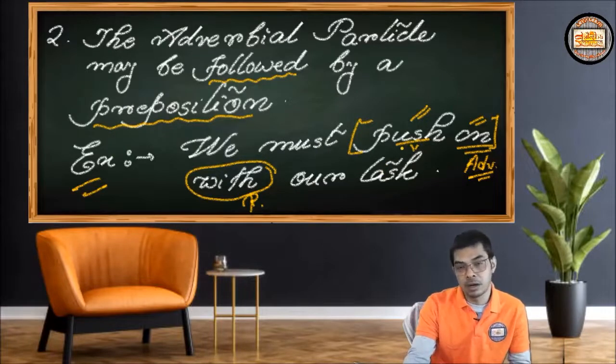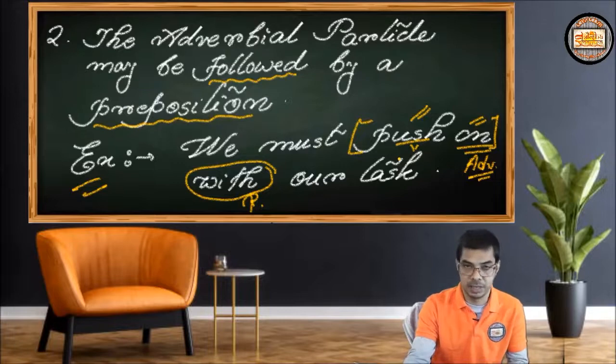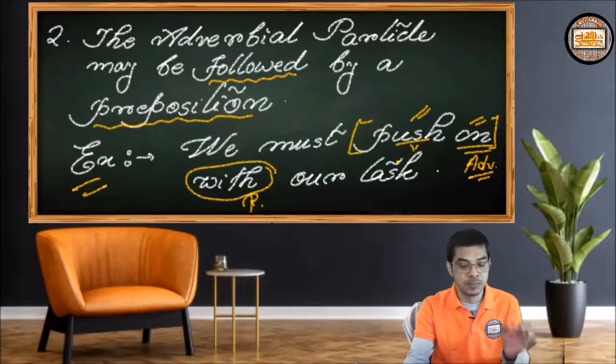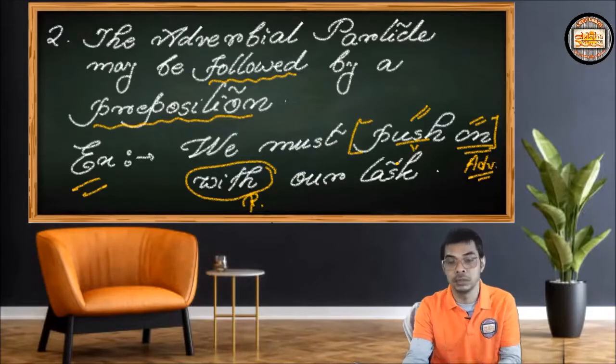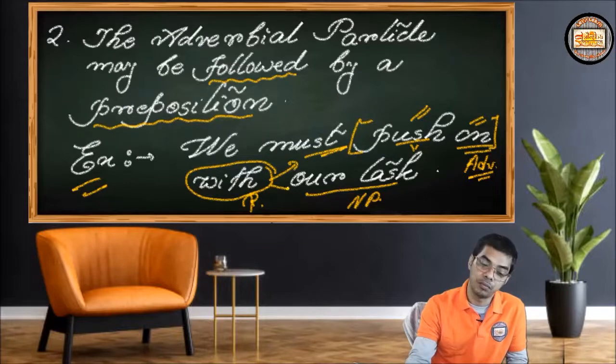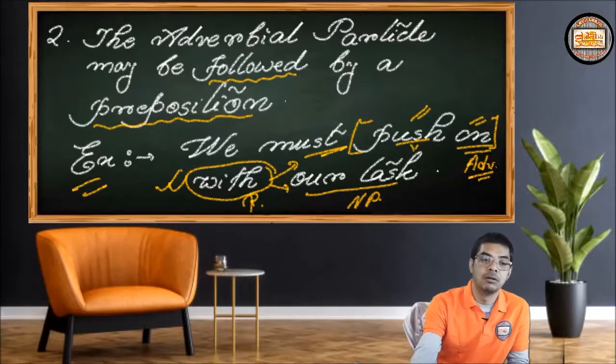So we obviously have to read it properly. It's not "we must push, on with our task." If you read it like this, obviously you are going to get confused. This is not the proper way to read it. The proper way to read it is "we must push on, with our task." So with our task is the noun phrase which gets connected with the rest of the sentence by the preposition with. So this is how we may use adverbial particles, and then there might come a preposition.